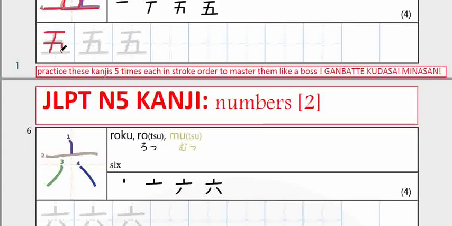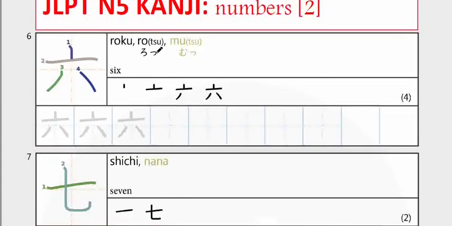3, stop. 4, stop. Well done! You have to practice these kanjis 5 times each, along with the stroke order. Now, if you do not go with this stroke order, your character may look a little shabby and untidy. Stroke orders are important to master them. Okay, ganbatte!